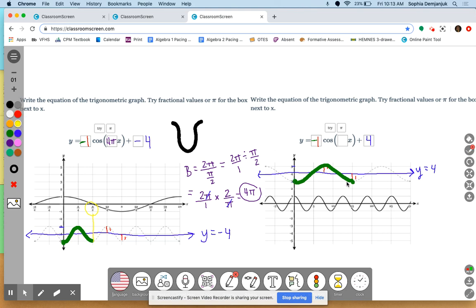Looking for the period, how long did it take me to get this upside down U? Going down, I see that it took me until 15 for a period. So I'm going to do b equals my 2 pi divided by the period, which I found was 15. 2 pi over 15 is simplified all the way, so we can't do anymore. We're going to keep it as 2 pi over 15.